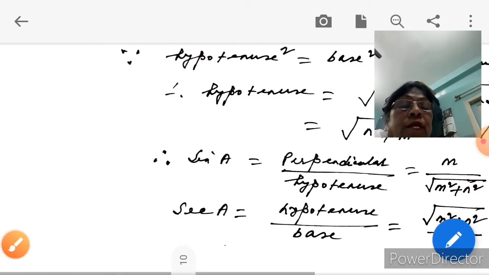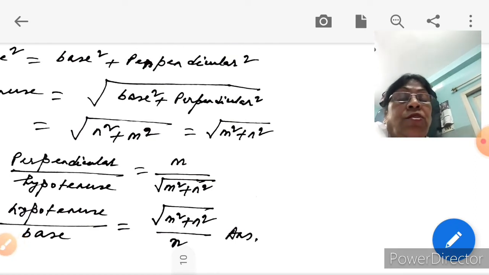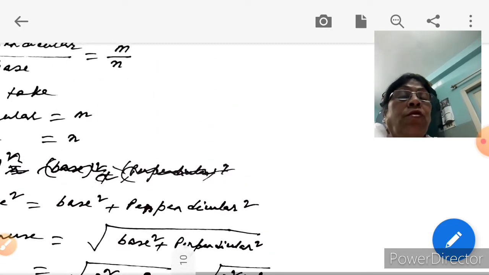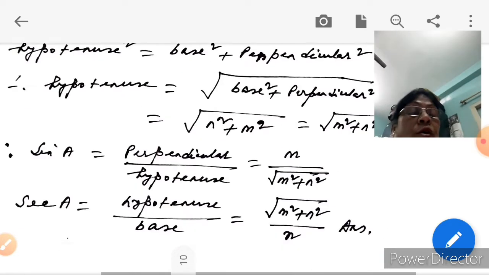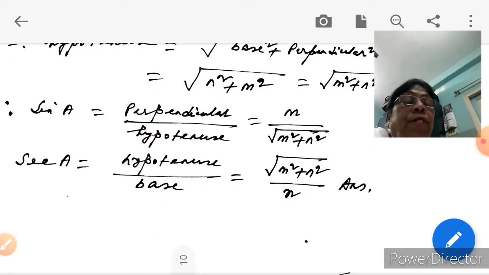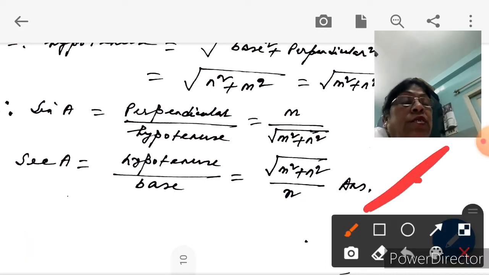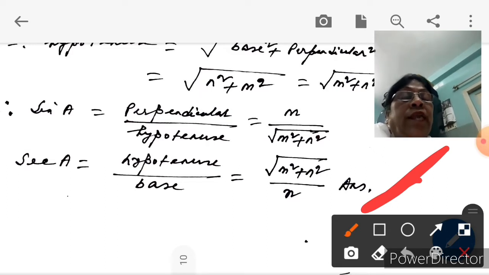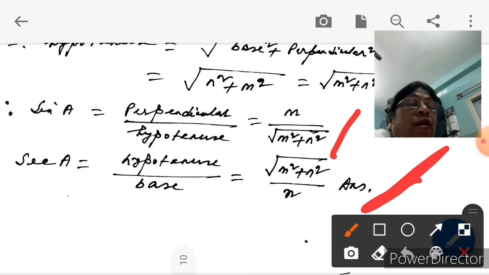And sec A formula, sec A is equal to hypotenuse by base. Hypotenuse you have already found out, root over m square plus n square, and base is equal to n. So, sec A is equal to root over m square plus n square by n. So, this is the answer. Sin A is equal to m by root over m square plus n square, and sec A is equal to root over m square plus n square by n. This is the answer.